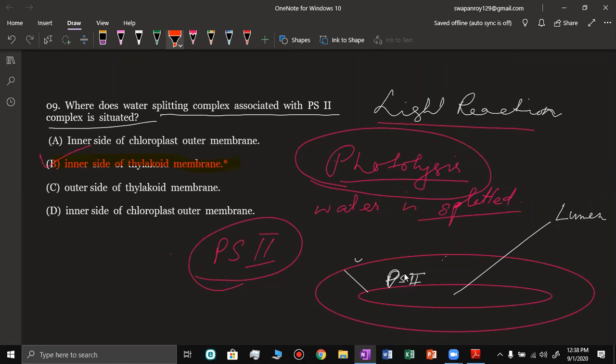And that is why when the water is splitted, the hydrogen ion which is produced during this water splitting or photolysis is deposited in the lumen of the thylakoid membrane. Okay, so this is the answer. Next question, we will go to the next question.